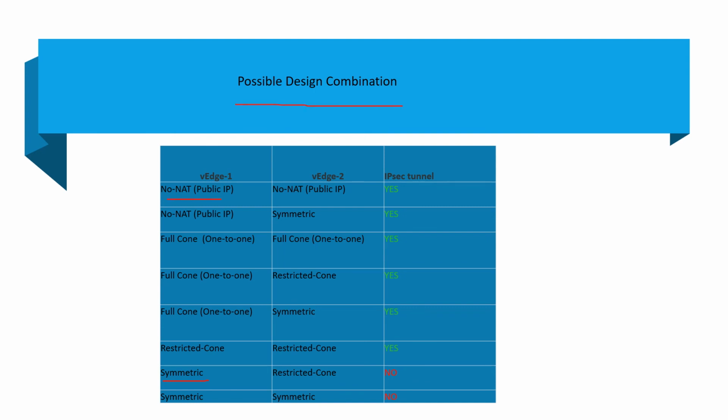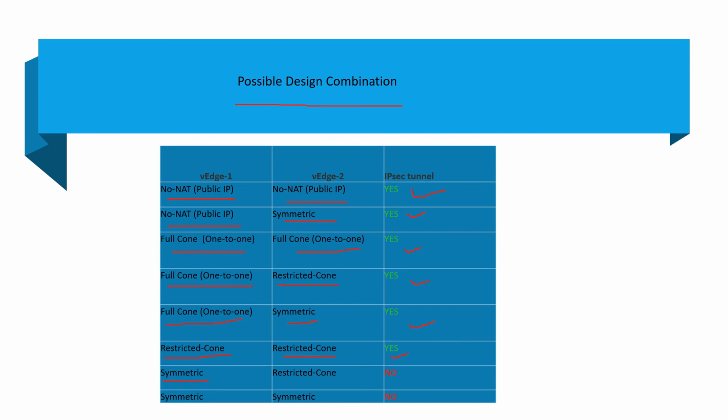If you have no NAT, public IP addresses on both sides, an IPsec tunnel can be formed. If you have a public IP on one side with symmetric NAT on the other side, this tunnel can also be formed. If you have full cone one-to-one NAT on both sides, this tunnel can also be formed. One side is full cone, another side is restricted cone. This also works. Full cone with symmetric also works. One side is a restricted cone, another side is a restricted cone. It also works.